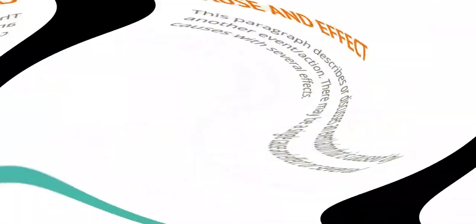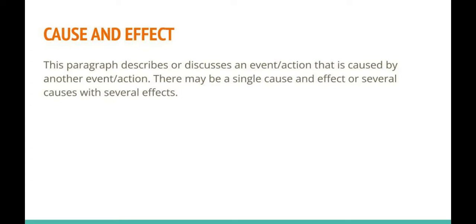Okay, here we have cause and effect. This paragraph describes or discusses an event or action that is caused by another event or action. There may be a single cause and effect or several causes with several effects. The keywords to introduce the cause include because, for, since, stems from, when, reason is, and yields. Meanwhile, to introduce effects, the keywords cover, among others, consequently, therefore, thus, as a result, and hence.